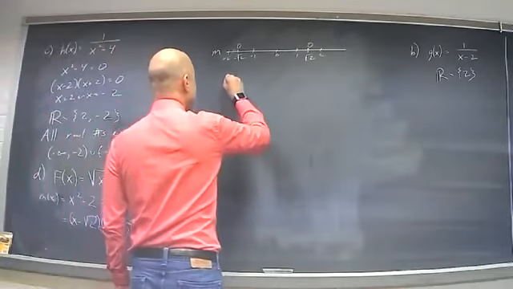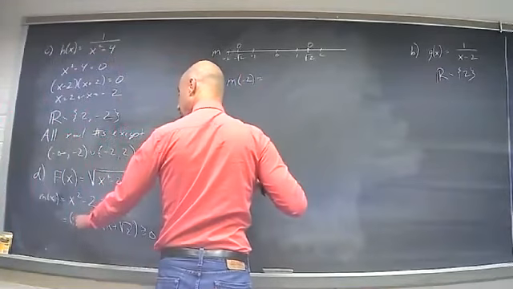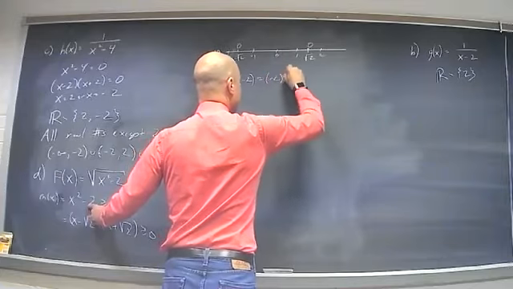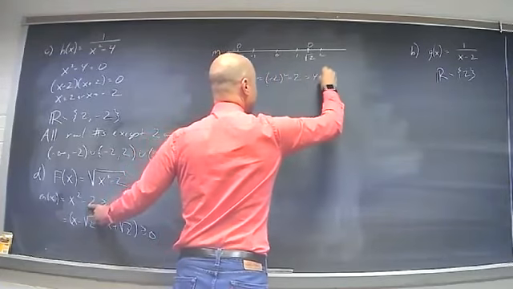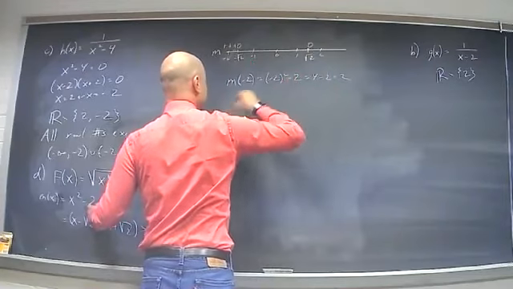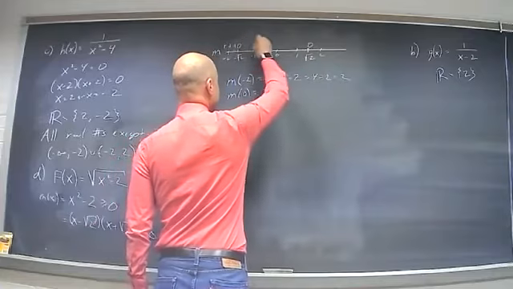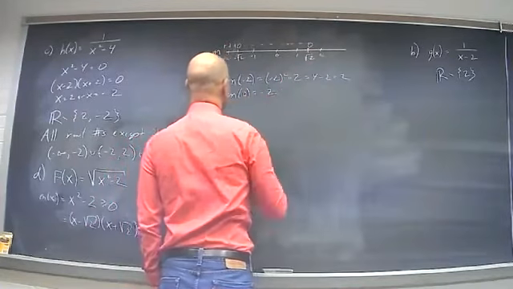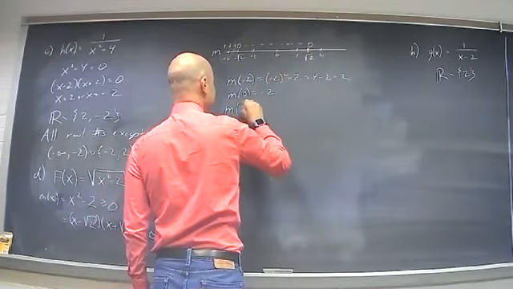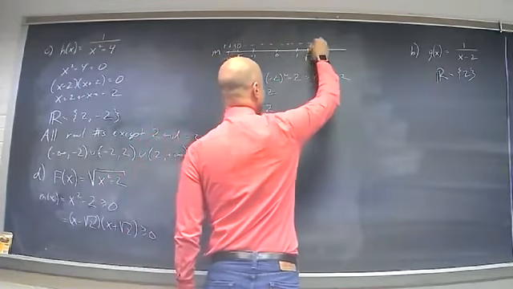If I plug in, say, minus 2, I end up with minus 2 squared minus 2. That's 4 minus 2, 2. It's positive here. I plug in 0, and I get minus 2. It's negative everywhere in here. And if I plug in a number to the right of root 2, how about 2? I end up with 2 again. That's positive.